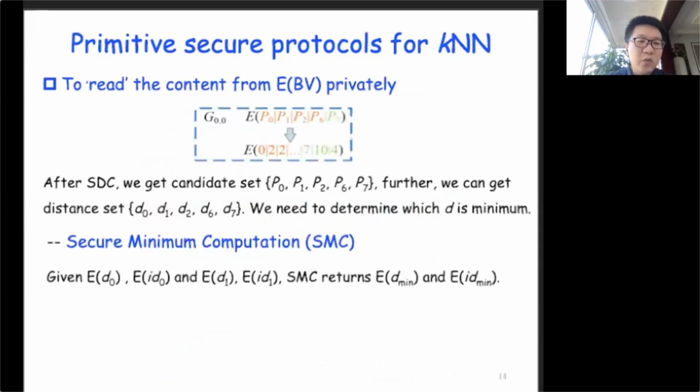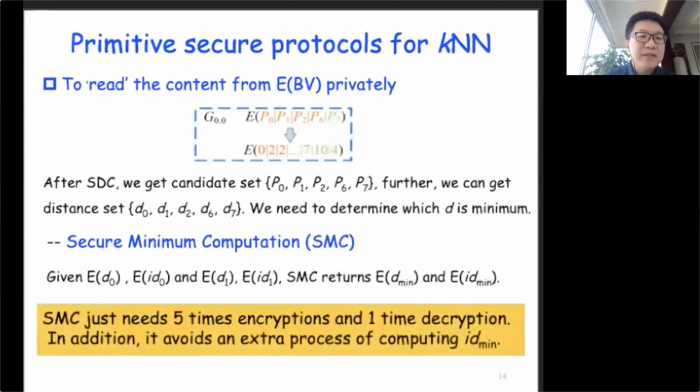After the SGC protocol, we can get the candidate point set. Further, we can get the corresponding distance set. The important step is to determine which distance D is the minimum. Here, we propose a novel secure minimum computation protocol to achieve this. Given the encrypted distance D0 and ID0 and the encrypted D1 and ID1, the SMC protocol returns the minimum of the distance and the ID. And note that our SMC protocol just needs 5 encryptions and 1 decryption. In addition, it avoids an extra process of computing the minimum of the ID.